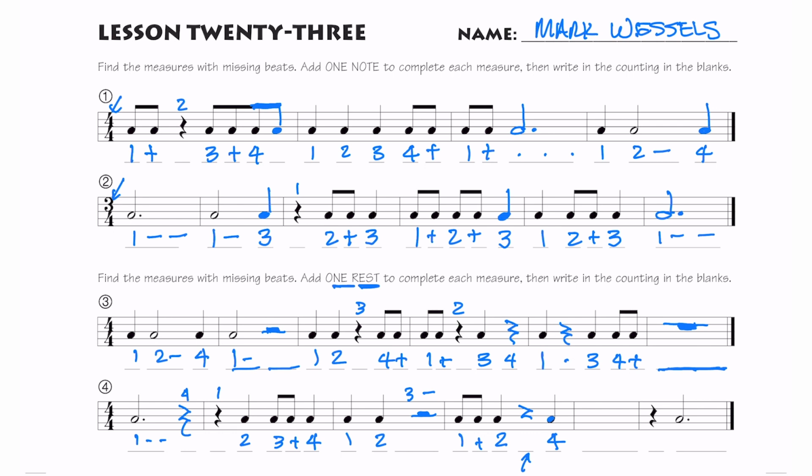What kind of rest gets one count? Quarter rest. What kind of rest fills up an entire measure of 4/4? A whole rest. Have to be really careful. And then my last measure, 1, 2, 3, 4. So my dotted half note gets 3 counts. So that measure is complete.